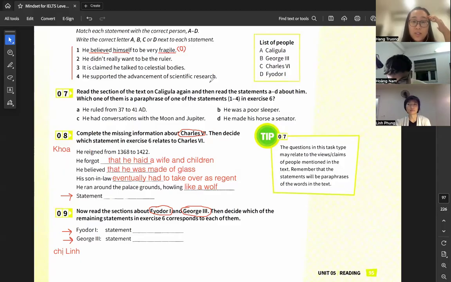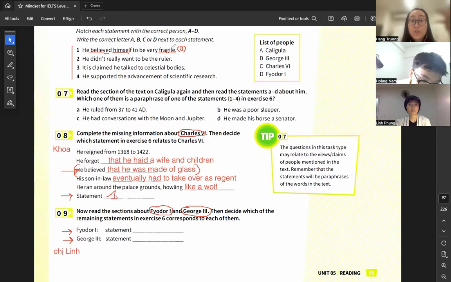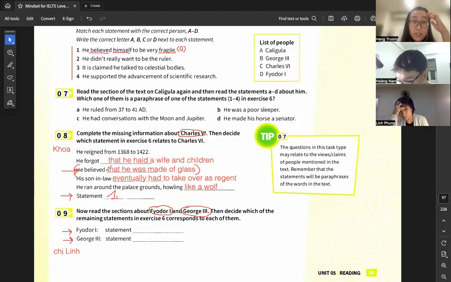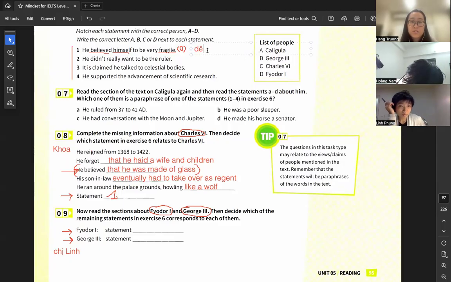So? Chính là cái này đấy, Khoa này. He believed that he was made of glass. All right, so statement 1. Yeah, if you know the meaning of fragile, then you'll be able to do statement 1. Sorry, to identify that this is Charles. Okay, fragile, dễ vỡ, mong manh, yếu đuối, dễ vỡ. Okay, dễ vỡ. Right.